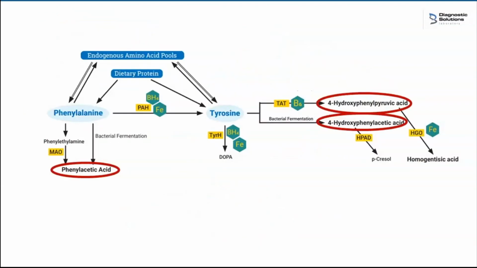When we look at this, we can see that 4-hydroxyphenylacetic acid comes directly from bacterial fermentation, and it can go on to make p-cresol. There are also other ones to look at. 4-hydroxyphenylpyruvic acid can be involved in that bacterial activity, and so can phenylacetic acid.